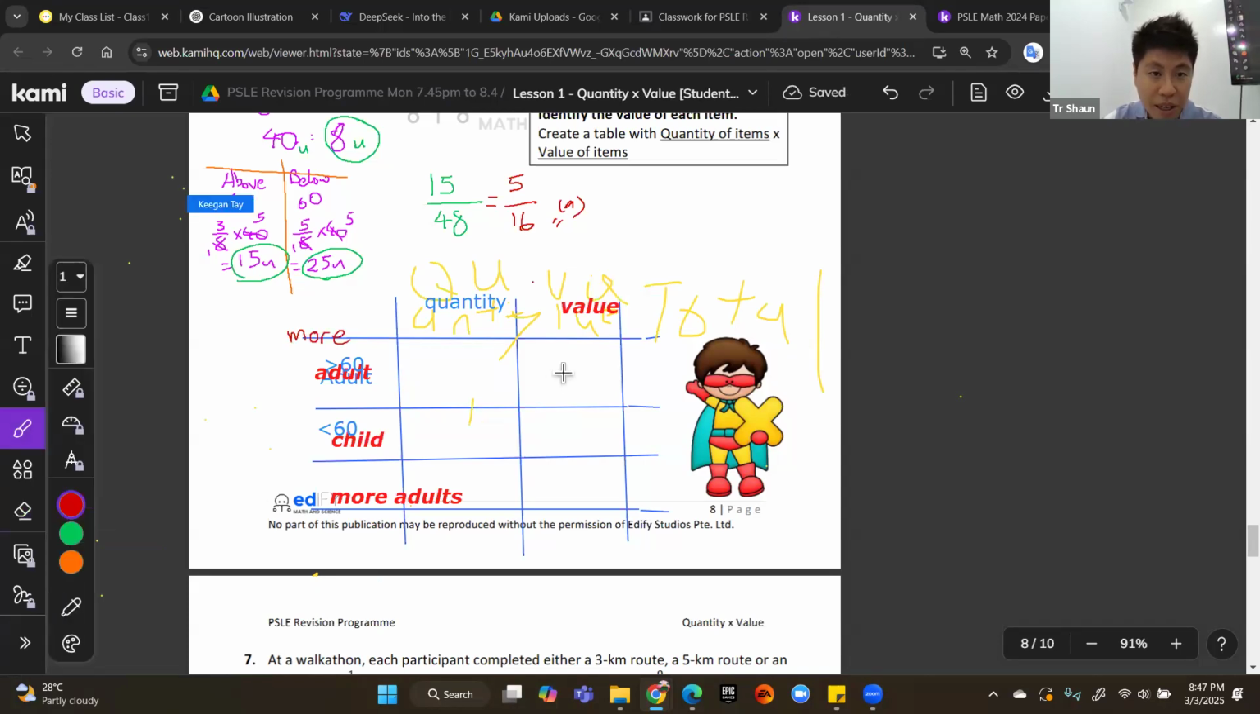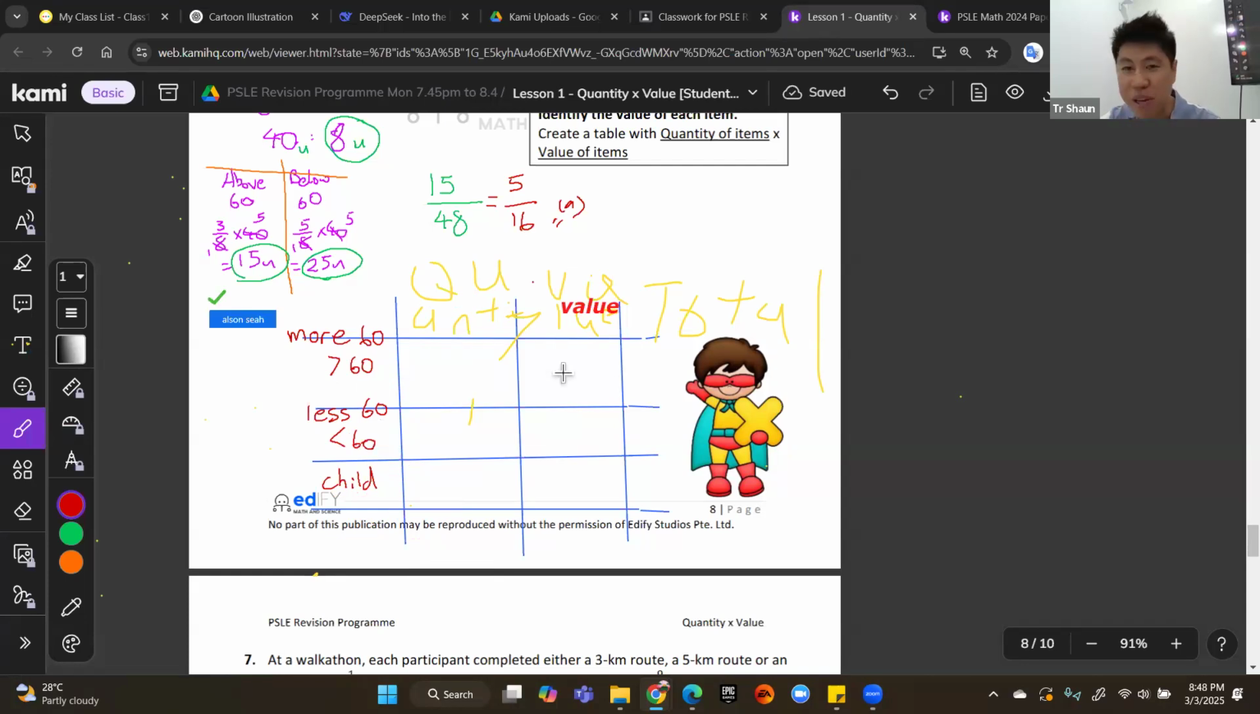I see many people writing. I love it when you participate. But what is this? Okay, so over here is total. Good. More than 60, less than 60. Okay, enough. You see some people start to scribble. So here more than 60. All right. So less than 60, and that's the child. Good.